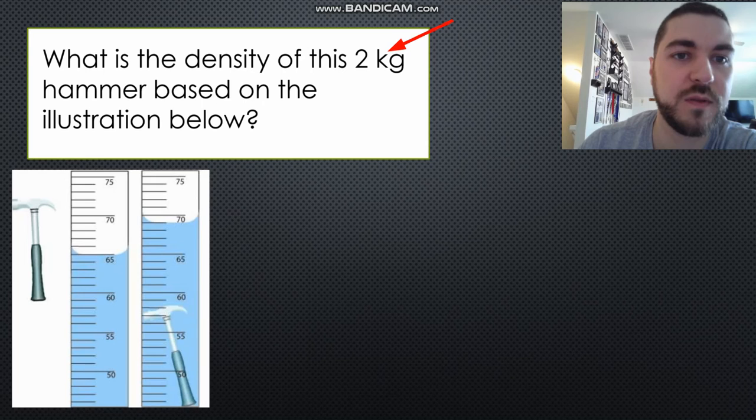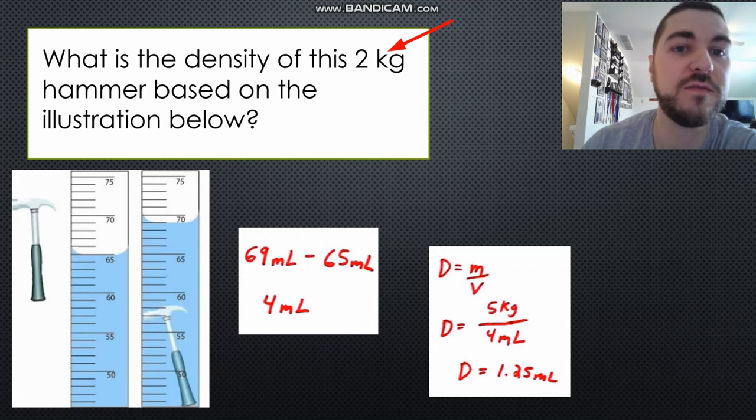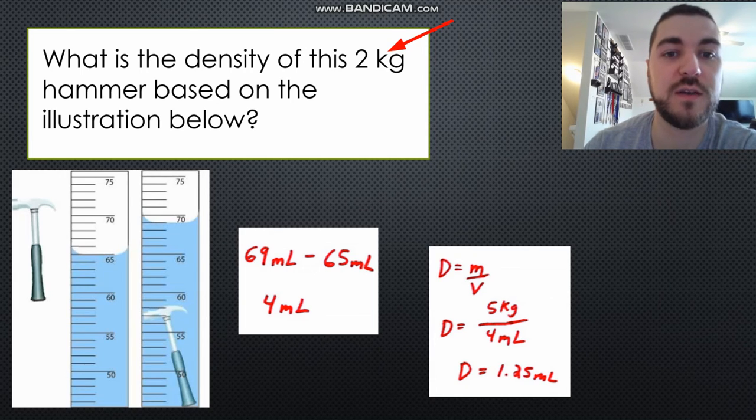So how do I solve this? It's actually pretty simple. I will take the final volume in the illustration on the right side, which was 69, and subtract the initial volume before the hammer was in the water, which was 65. So 69 minus 65 is 4 milliliters. So that's the water displacement. Now the amount that the water rises is actually the volume of the object you put in the water. So the hammer's volume is 4.